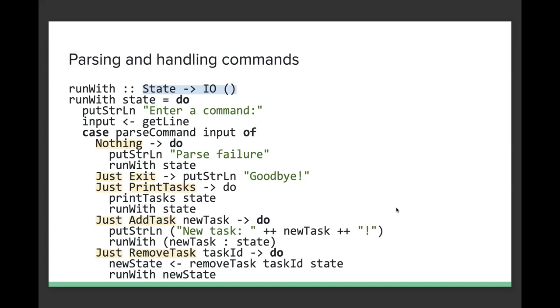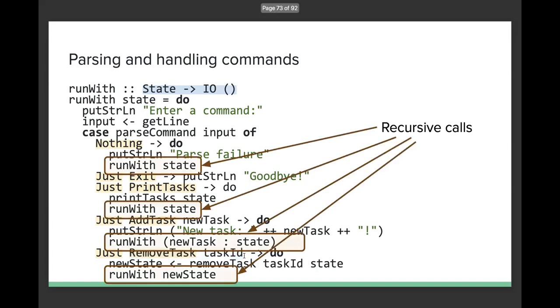Around add task, new task, and remove task, task ID, there should be parentheses. Let me show you. Around this and around this. Because just has one argument, not two. Okay. So this is how you can do this pattern matching.